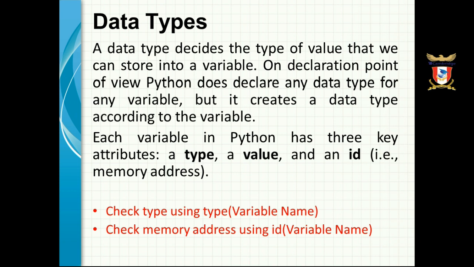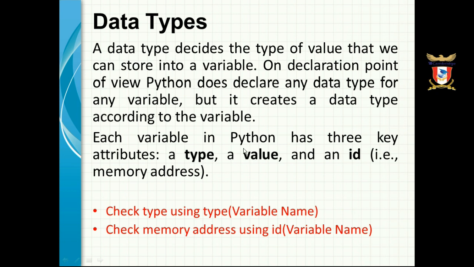For example, if you assign a equal to 20, then automatically the type of that variable will be integer. If I assign a equal to hello, the type of that variable will be considered string type. Each variable in Python has three key attributes: a type, a value, and an ID. ID means the memory address, that is, the address used by that variable in RAM.